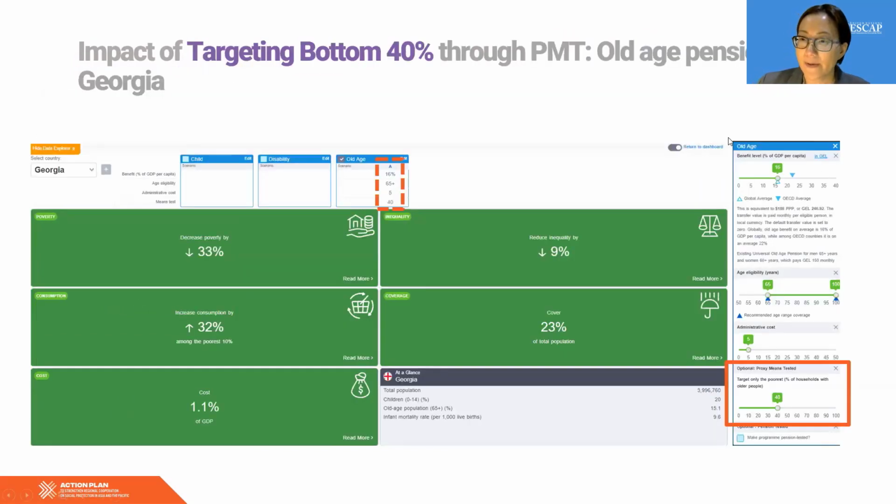The tool also allows users to look at the impact of providing targeted schemes. The tool allows users to customize and make a more tailored social protection scheme by setting different parameters in terms of benefit levels, age eligibility, and the administrative costs of a scheme, and also applying a proxy means test to the scheme. And here we have again chosen the old age benefit in Georgia, provided at the global benefit level of 16% of GDP per capita, but then targeted to the poorest 40% of the population. And we see that this naturally has a much lower impact on poverty reduction, inequality reduction, and consumption increase, and covers a much lower portion of the population. And although it costs a lot less, the impact of such a scheme would be far, far less.